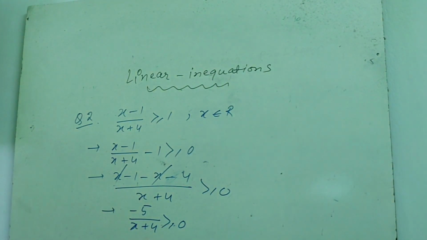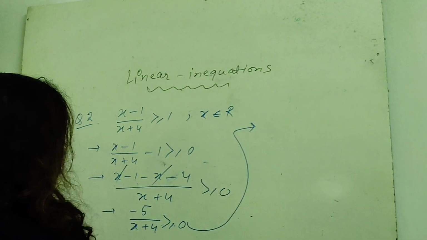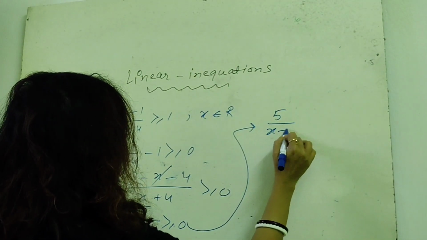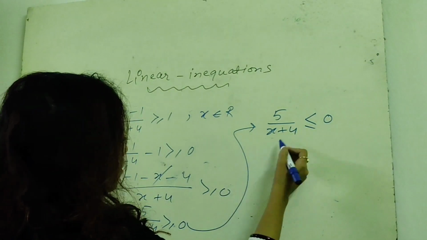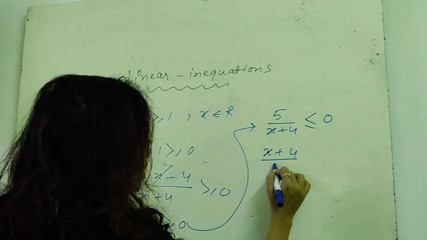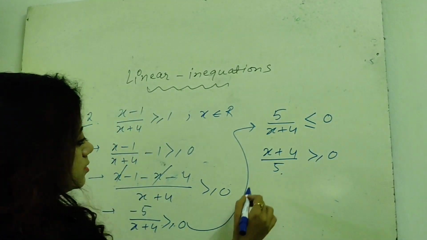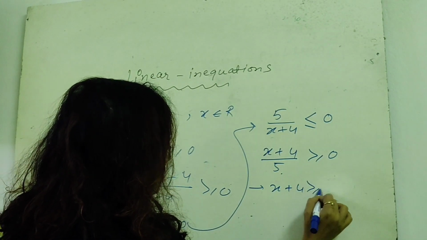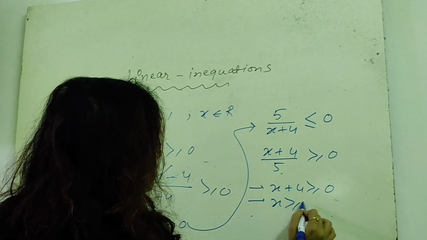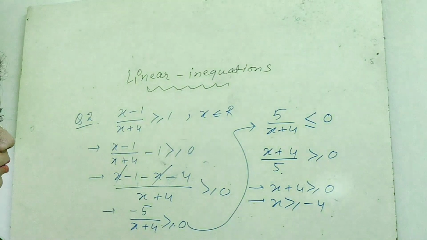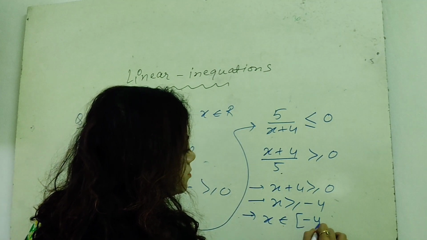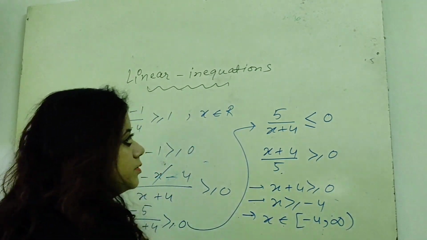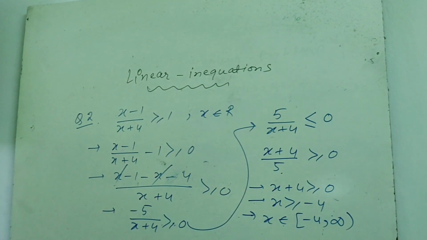Now what will I do? I will cancel the minus and the problem will become 5 by x plus 4 less than or equal to 0. Again the sign will change when I take the reciprocal. Then x plus 4 greater than or equal to 0. x greater than or equal to minus 4. So students, you know that x greater than or equal to minus 4 means the third bracket minus 4 comma infinity first bracket.